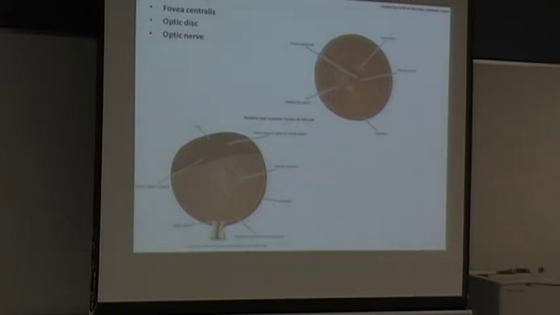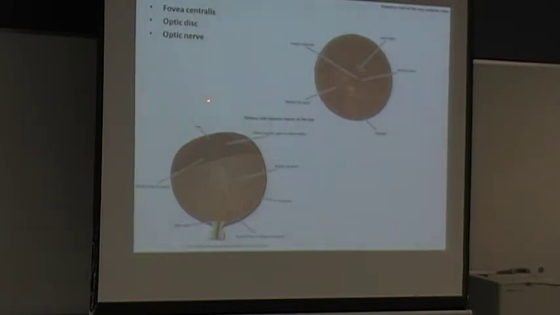Are you familiar with the fovea centralis? There's an area in the back of the eye called the macula lutea, and in the center of the macula is the fovea centralis. It's the area of sharpest vision.